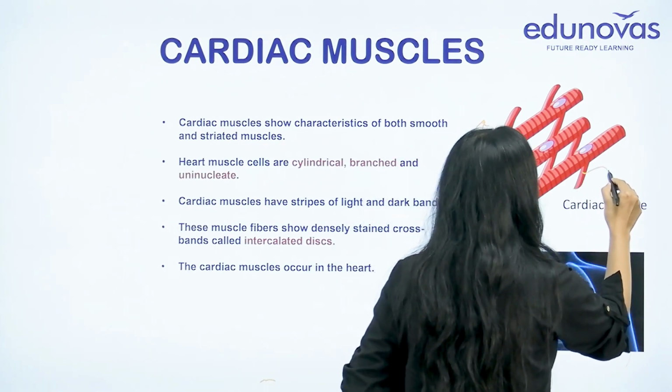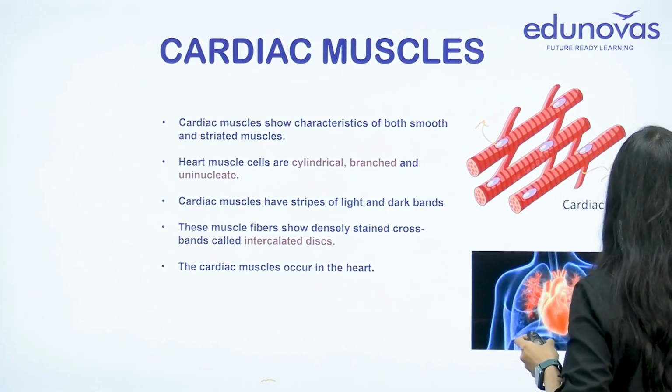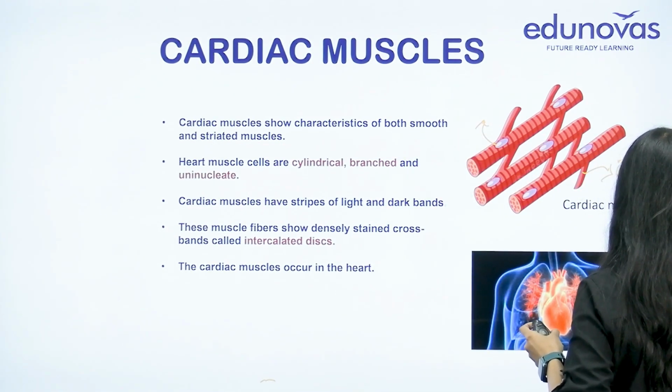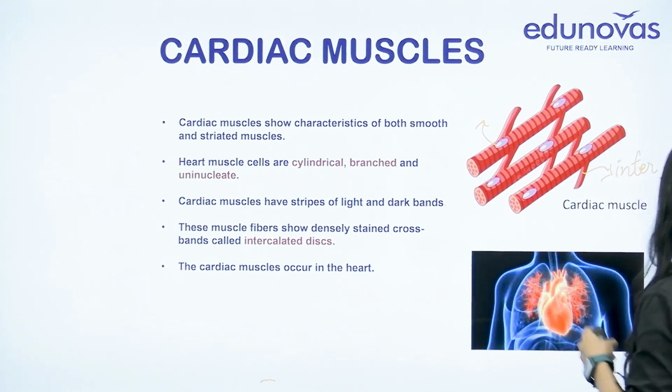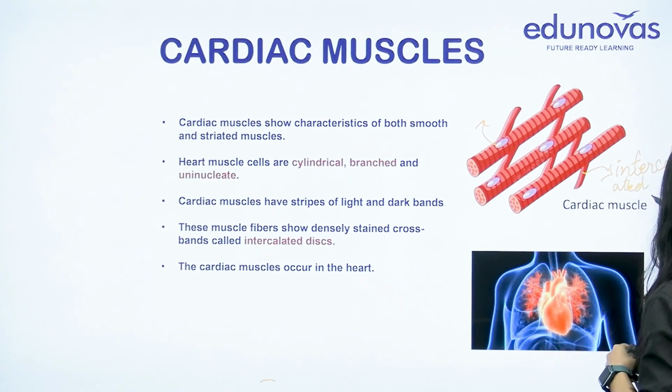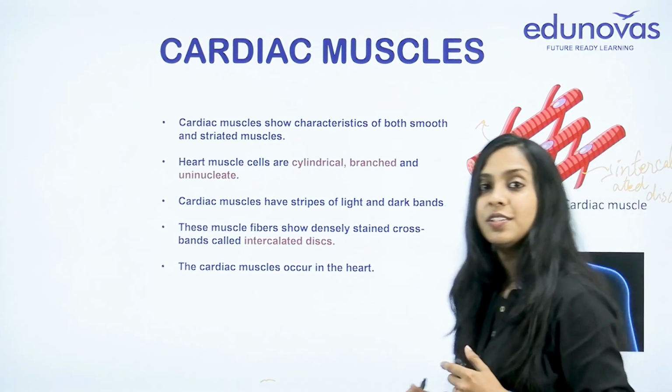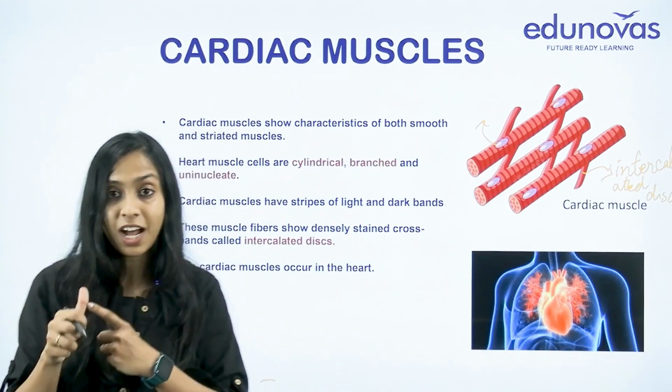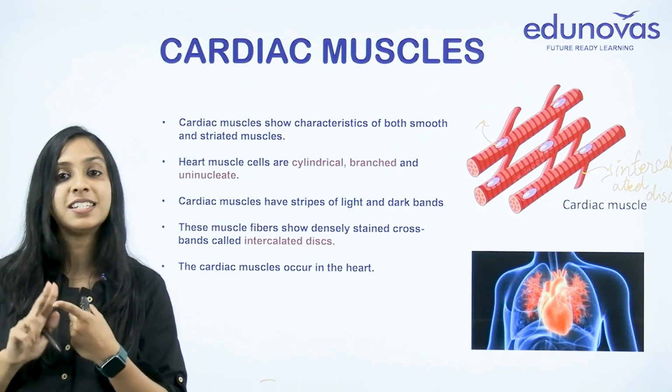This branching here has intercalated discs which help in the conduction of electricity, which keeps our heart pumping. So these are branched, uninucleate and striated in appearance.